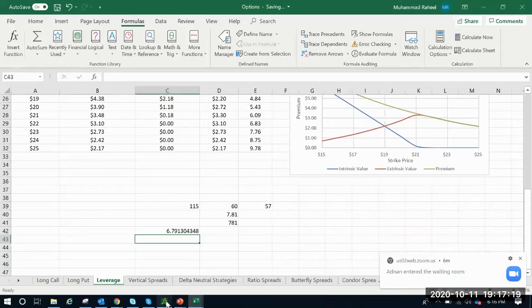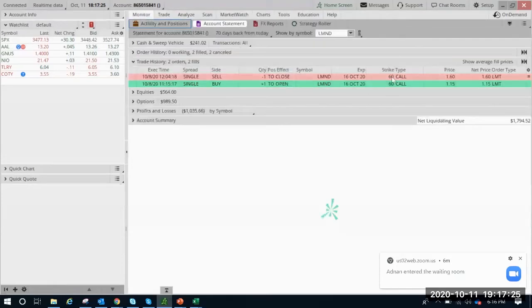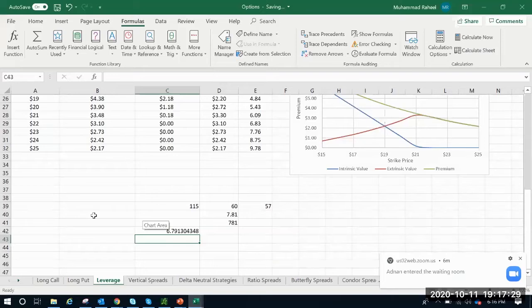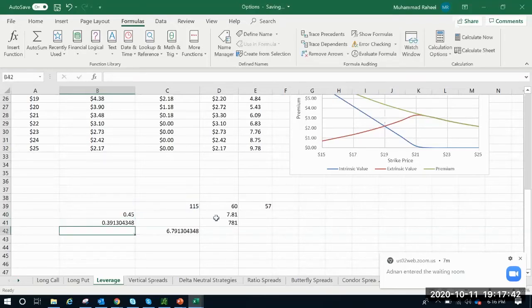I exited. I exited at, hold on, yeah, I just exited at 1.60. So I didn't hold it because I had a feeling that it would go up, but I made like $160. So I made $45 actually on an investment of $115. So I still made a 40% return.